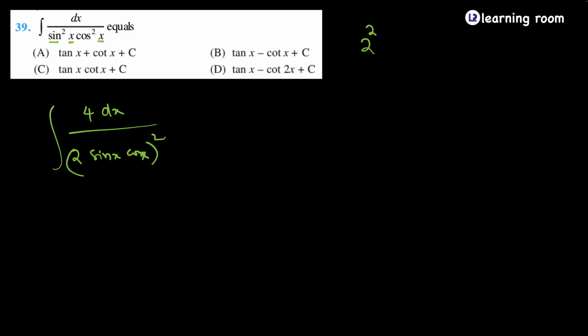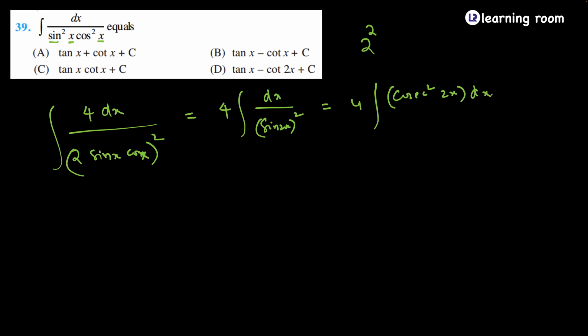I hope you understood. This is 2 square with which I multiplied. So I combined it with sin x and cos x. So what will happen here? It will be 4 times integral of dx divided by sin 2x the whole square. And this can be written as 4 times integral of cosecant square 2x times dx. What is the integral of cosecant square? It is minus cot. So the answer will be 4 times minus cot 2x plus c.